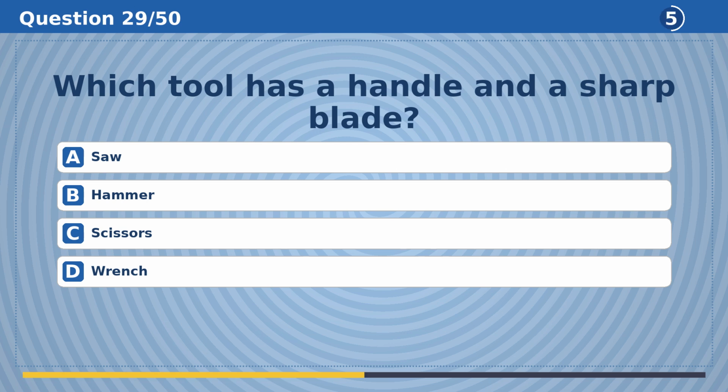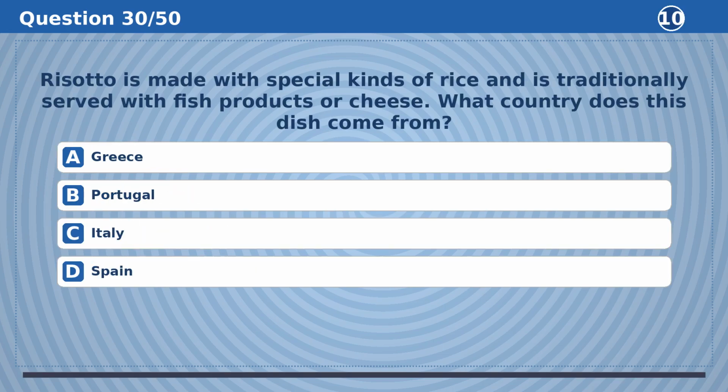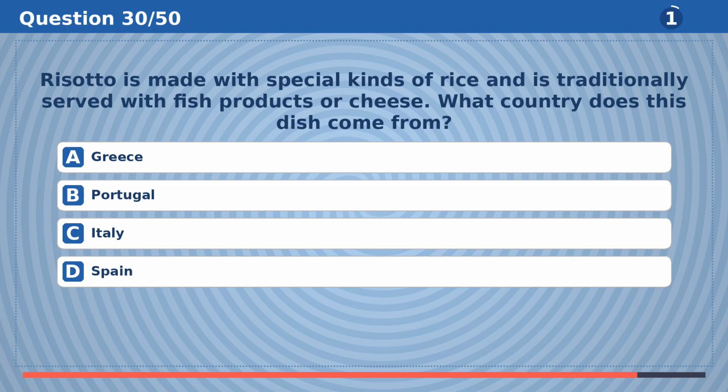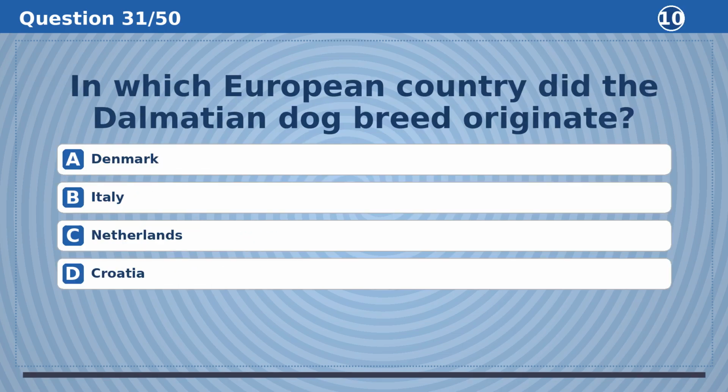Which tool has a handle and a sharp blade? The answer is A, Saw. Risotto is made with special kinds of rice and is traditionally served with fish products or cheese. What country does this dish come from? The answer is C, Italy.